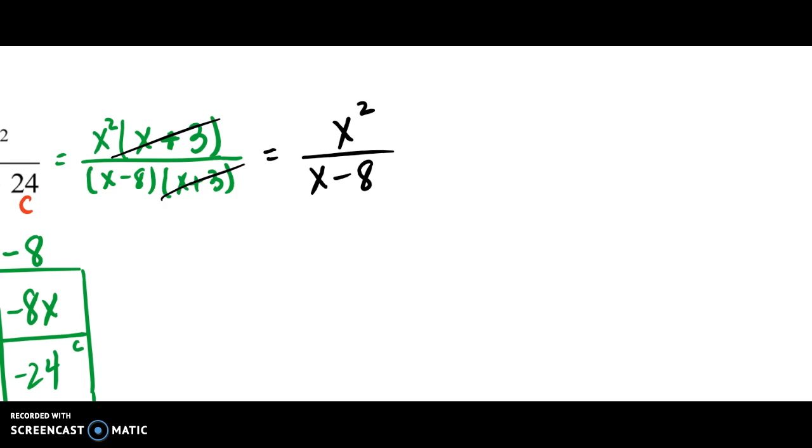Remember, we need to write down any excluded values of x. So x cannot be 8, and x cannot be negative 3, because if we use x equals 8 or x equals negative 3, right here, we would get an undefined function.